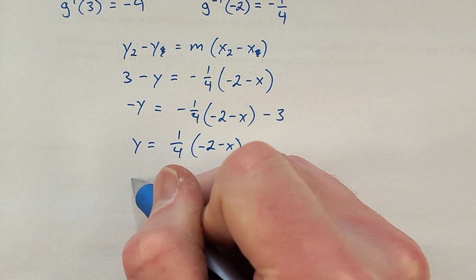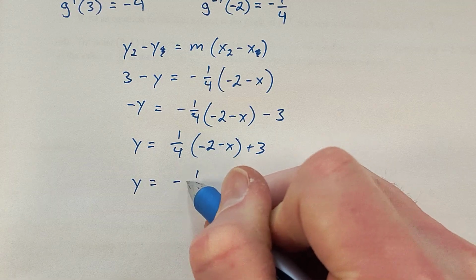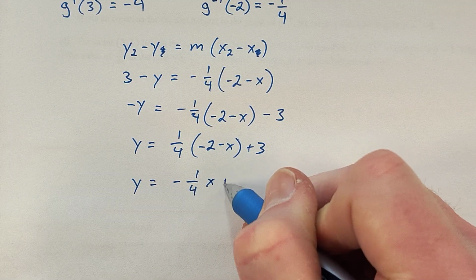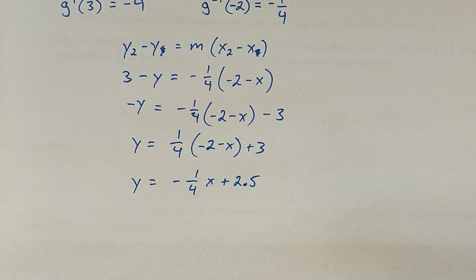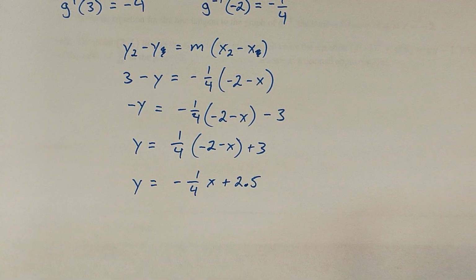And then it does end up, if you really want to see it, as -1/4 x plus 2.5, just because of the way it distributes and all that. Okay.